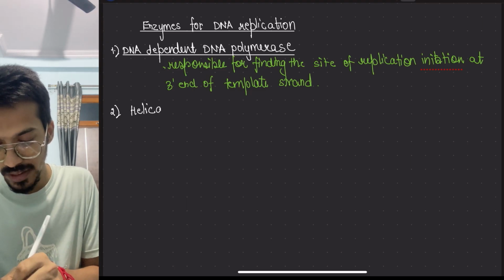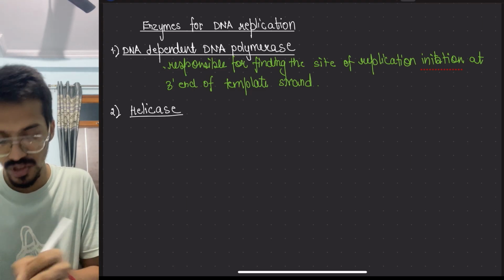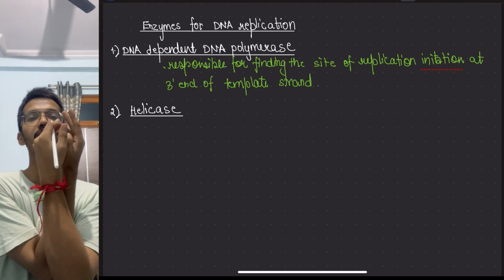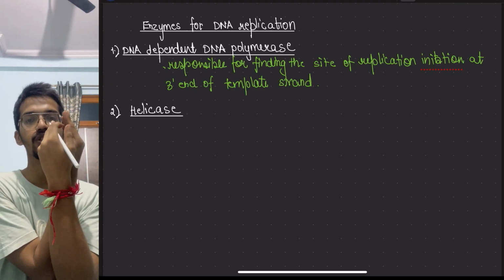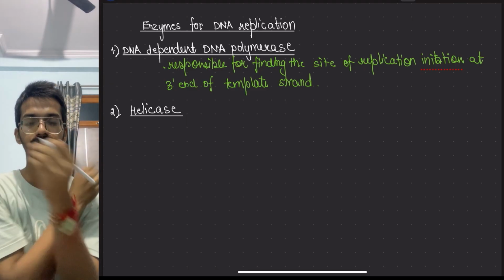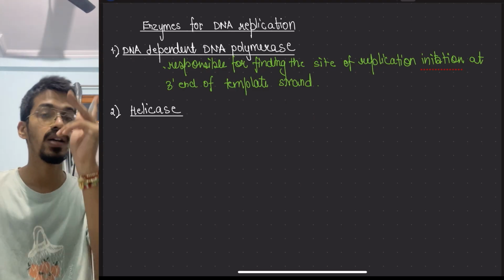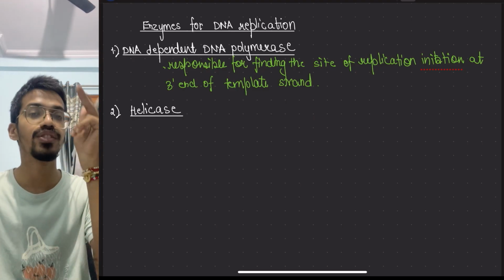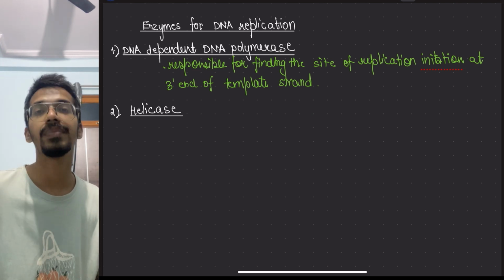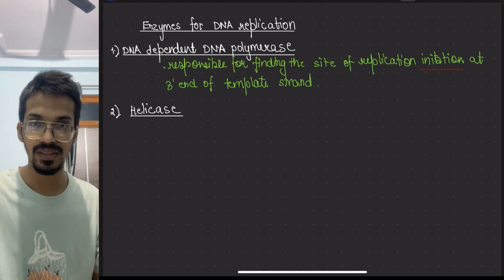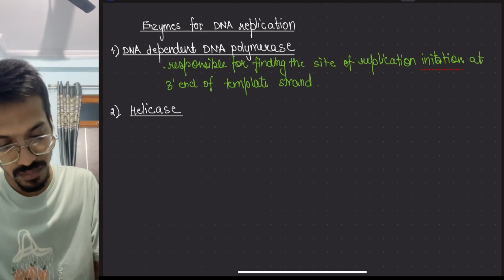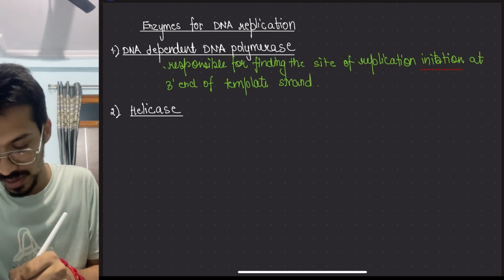Now you know that your DNA is in a helical strand, like this. So it has to be opened up. So we will use an enzyme which will open this helix. That enzyme is known as helicase. How will it open it up? It will cut or destroy the hydrogen bonds present between the complementary base pairs. The next one is helicase.